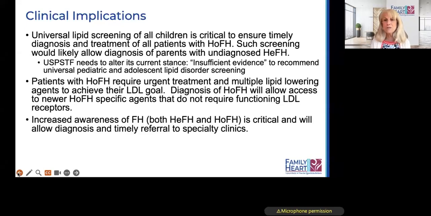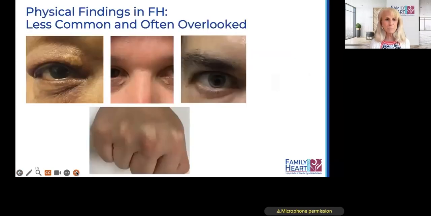Patients with HoFH require urgent treatment. It's an emergency. They need multiple lipid-lowering agents to achieve their LDL goal. And the diagnosis of HoFH will allow access to newer HoFH-specific therapies. So getting that diagnosis in the chart allows people to be treated with lomitapide and even evinacumab, drugs that are reserved for HoFH patients. We think that it's all of our responsibilities to increase the awareness of HeFH and HoFH, and this is critical. It allows the diagnosis of people and gets people referred to specialty clinics in a timely fashion.